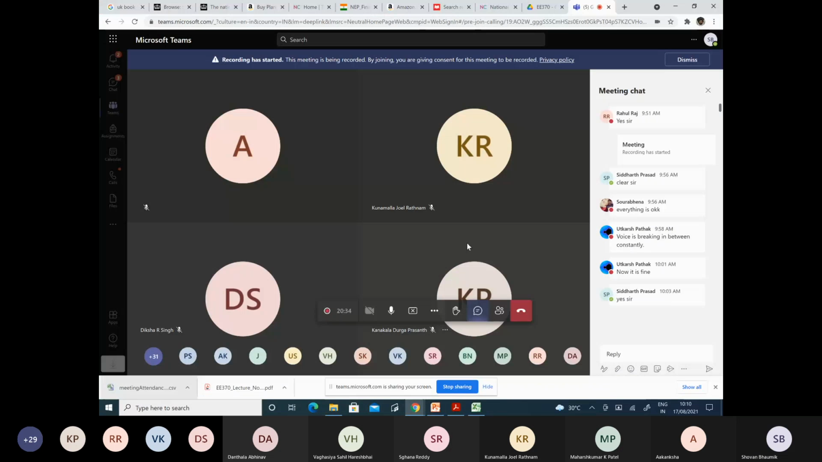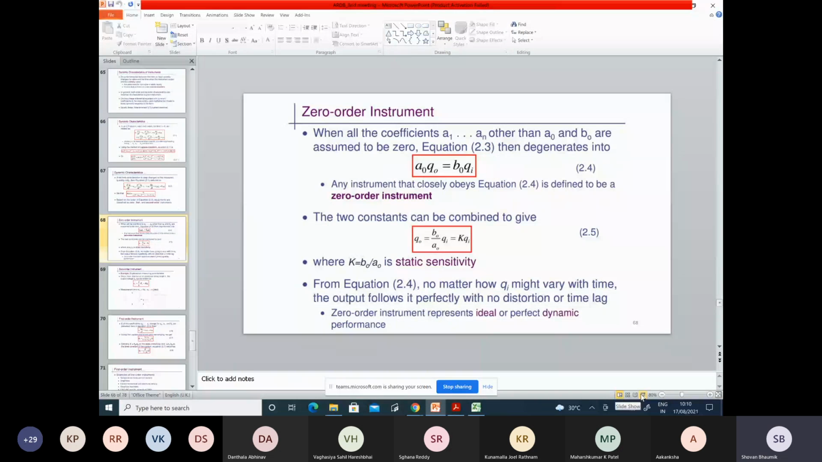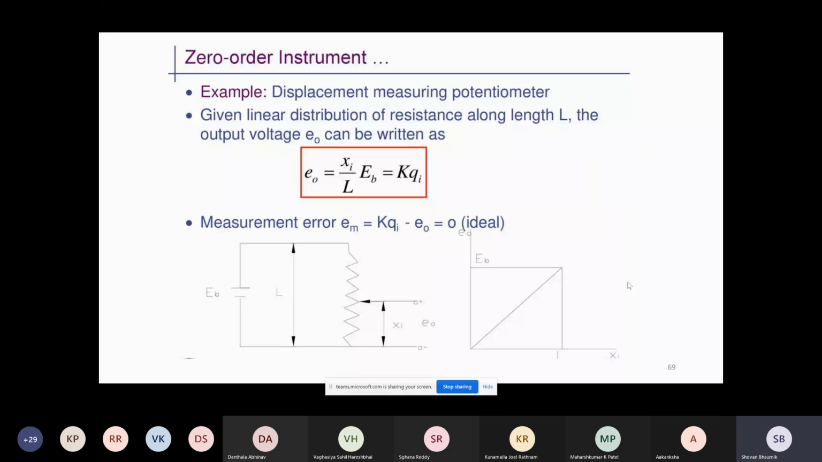Okay, no query. So now let's come. What could be the zero order instrument, if it exists, and can you give some example of a zero order instrument? So definitely you can give some example.